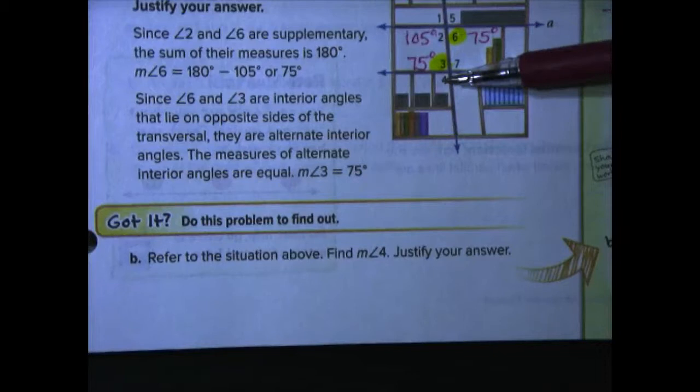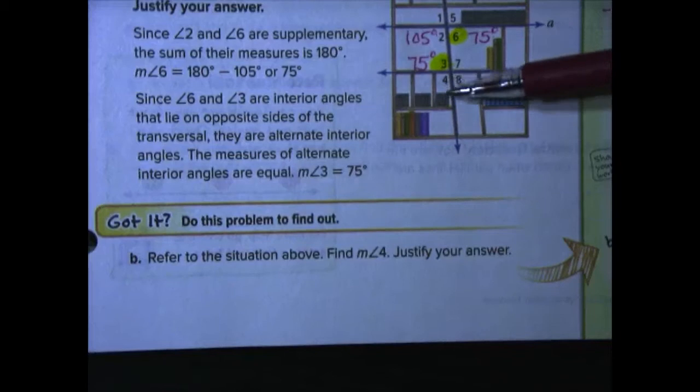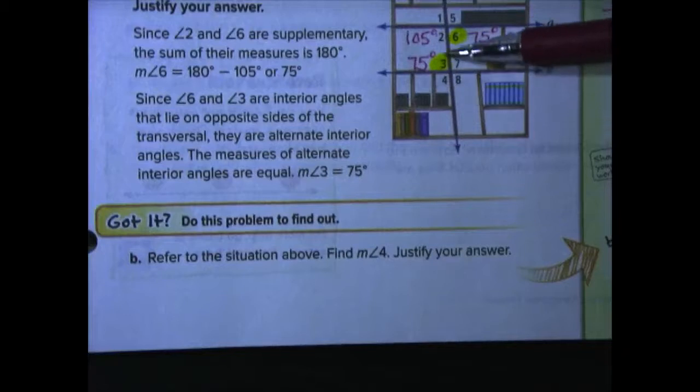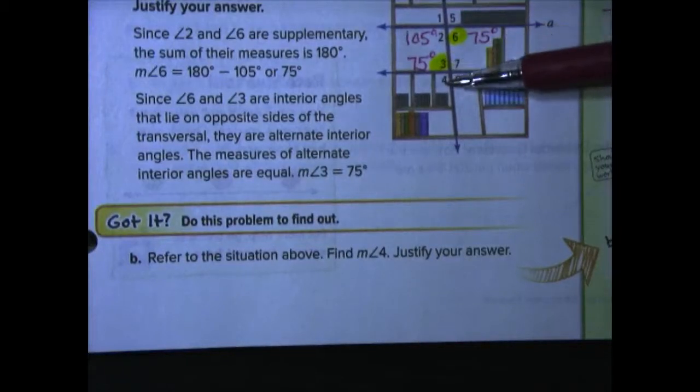We know that corresponding angles are equal or congruent, so we could say they are corresponding, therefore angle 4 is also 105 degrees. Hopefully you also noticed that 4 is supplementary with angle 3, so we could say angle 3 and angle 4 equal 180 degrees. So if angle 3 is 75, angle 4 will be 105.